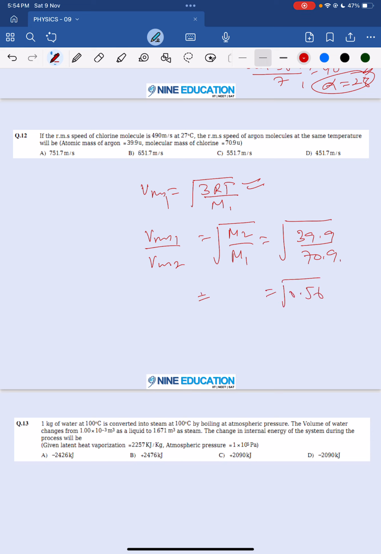So 0.56, and here we are having, what is the speed, bacho? It is 490 by, it is V2. V2 would be the speed of the argon, correct? So now we are having root of 0.56. So root of 0.56 will be somewhere around root 0.75. So 490 divided by VRMS will be 490 divided by 0.75 approximately, है ना? So it is going to become 490 divided by 0.75.